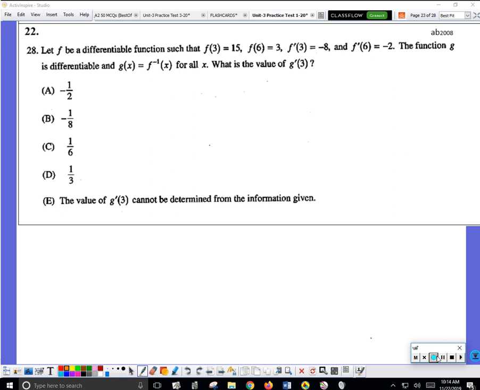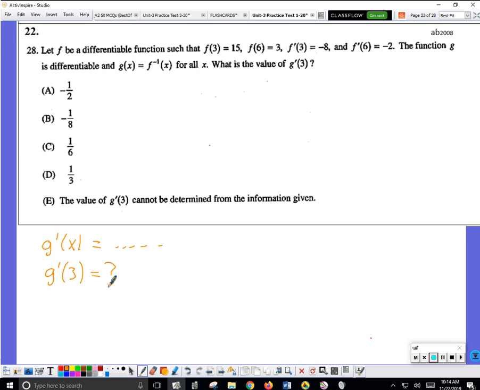So I have to find g prime of 3, which means I need an equation for g prime. So I go find the y value of g prime when x is 3. Looking for g prime of 3. How many knew that? Answer this question.